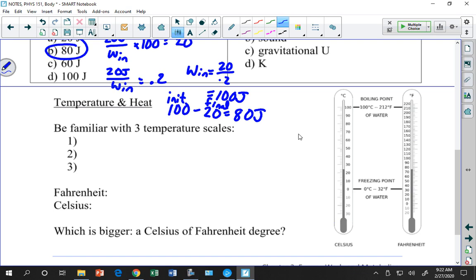I want you to be familiar with these three temperature scales. The book tells you how to go back and forth between them. I won't ask you to do that, but I do want you to be familiar with these three temperature scales and know what they're based on. The Fahrenheit scale.